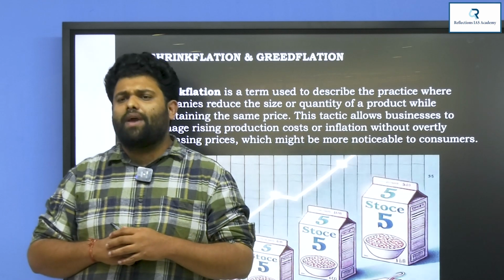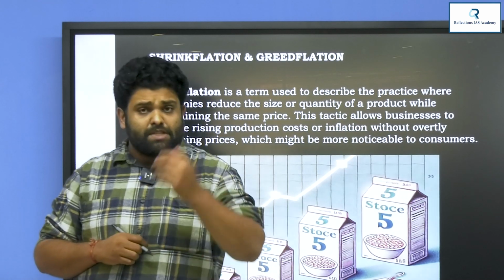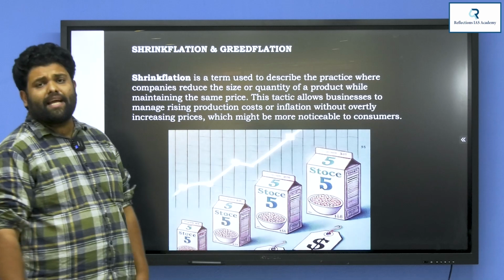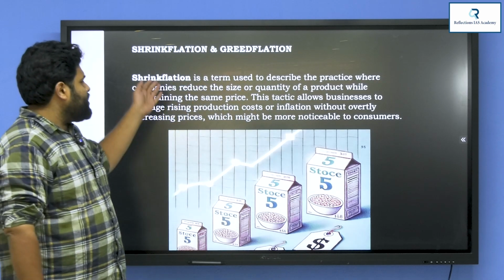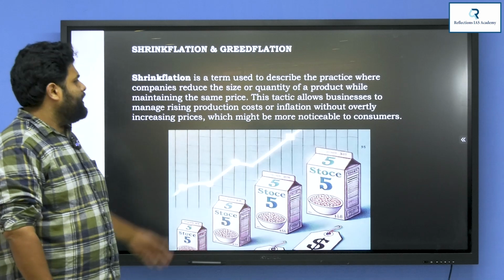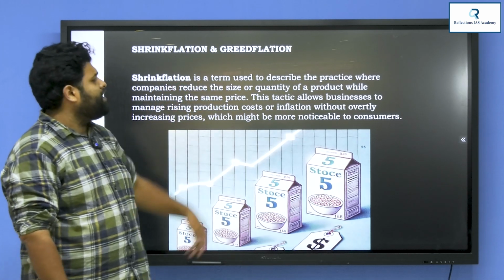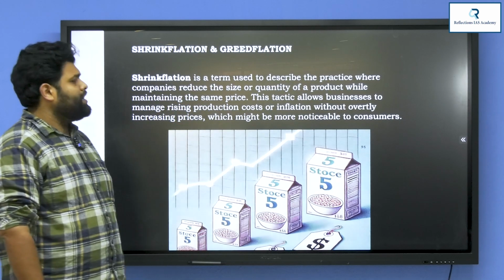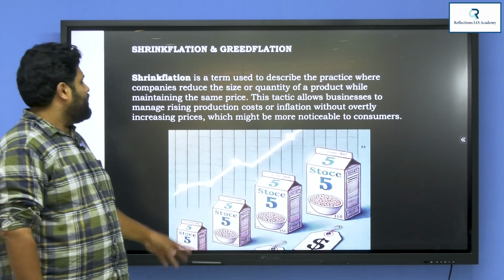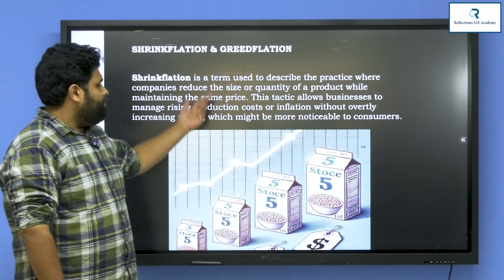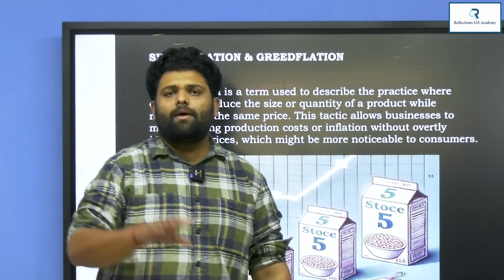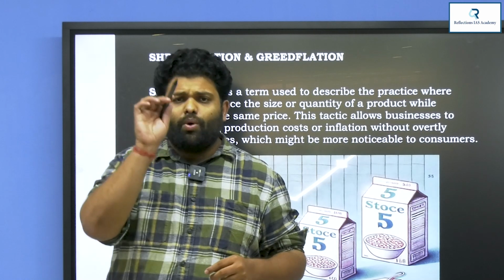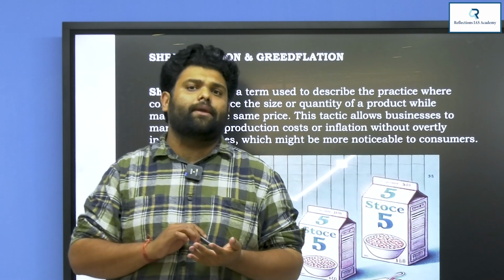Now, shrinkflation is where the price per unit increases. What happens here, sir? In shrinkflation, price per unit increases. As you can see in the slide, shrinkflation is a term used to describe the practice where companies reduce the size or quantity of a product while maintaining the same price. This tactic allows businessmen to manage rising production costs or inflation without overtly increasing prices, which might be more noticeable to consumers.